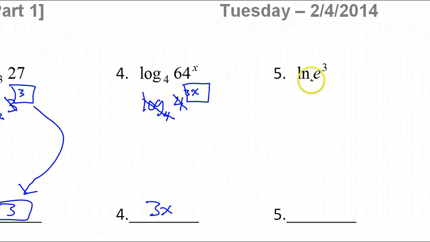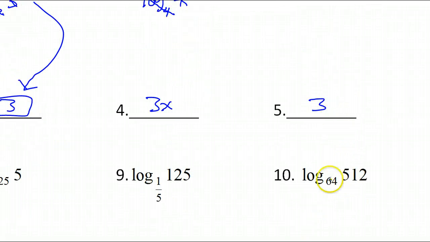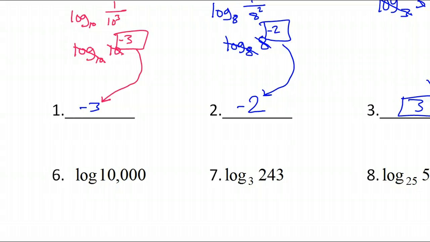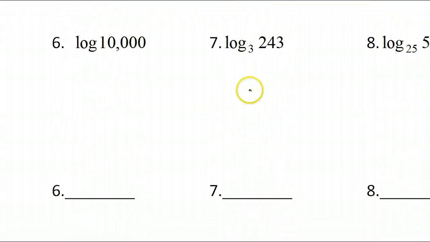Same thing here. Natural log implies an invisible base e. Log base e and base e cancel each other out, so that is just going to leave 3. That's why the answer is 3. Not e to the third, not natural log, just 3. Okay, we are cooking now. Let's see, number 6. Well, this is an invisible base 10.